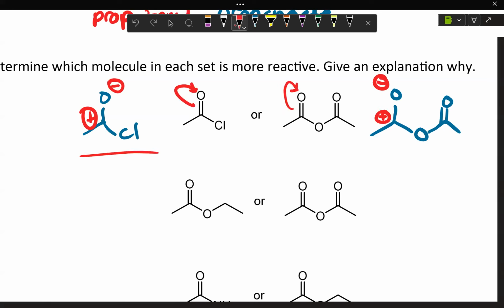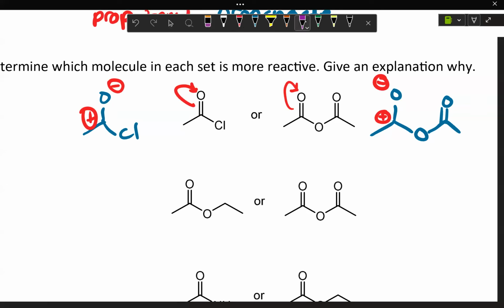So now we have to determine which of these two zwitterions is more stable. And that helps us determine which one is more or less reactive as well. So if you remember, chlorine is a very electronegative atom. So although it can do resonance, let's just show it. Doing resonance would put a double bond on chlorine and give chlorine, a very electronegative atom, a positive charge. So that would never happen. So we can ignore that resonance structure.